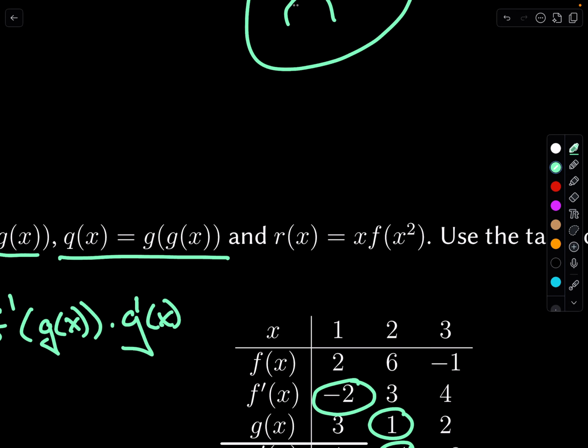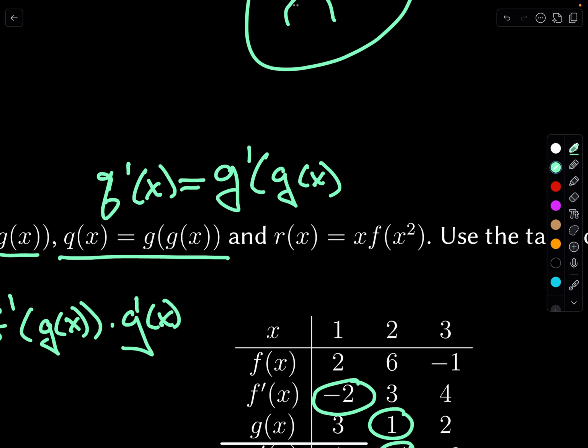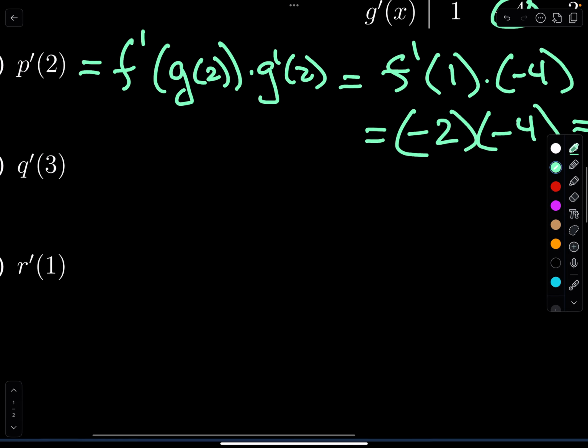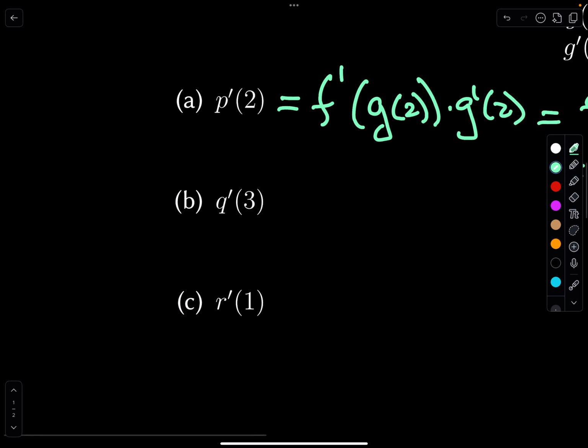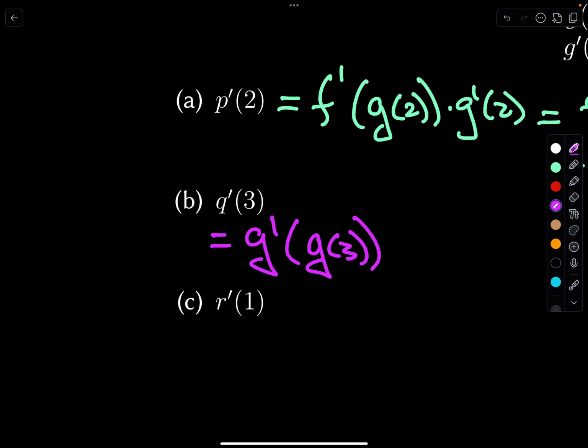So q of x is g of g of x. That means q prime of x, using the chain rule, is g prime evaluated at g of x times g prime of x, which is a little weird. Let's go down here and maybe change colors. So g prime evaluated at g of 3 times g prime of 3.